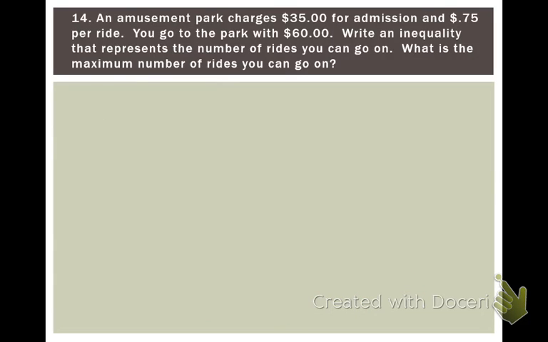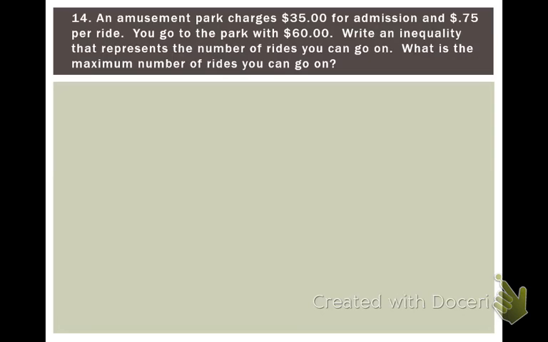For example, number 14: an amusement park charges $35 for admission and 75 cents per ride. You go to the park with $60. Write an inequality that represents the number of rides you can go on. And then we want to answer this question: what is the maximum number of rides you can go on?